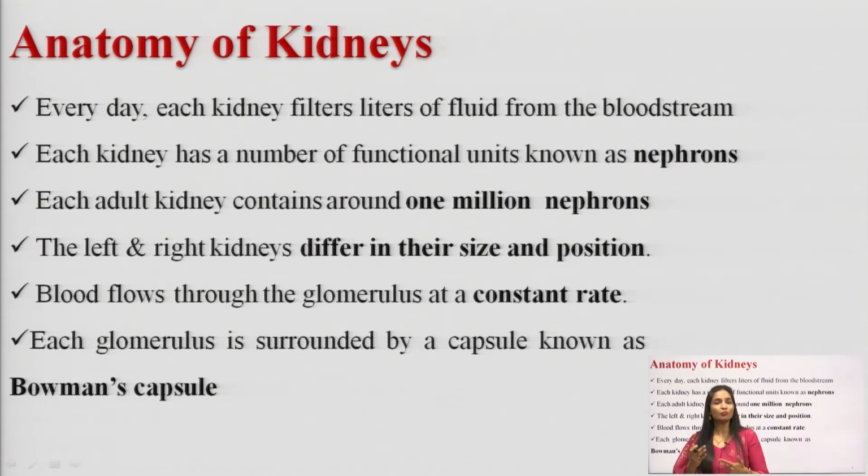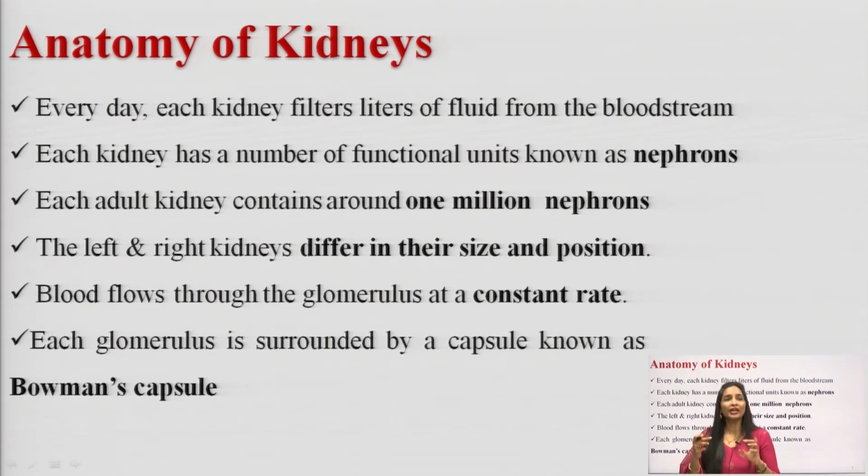So, the glomerulus and Bowman's capsule, which I will discuss in the coming PPTs. Okay, so do not get confused here. I will discuss in a very detailed manner what a glomerulus is and what a Bowman's capsule is. Glomerulus is nothing but a network of capillaries. It is a mesh-like structure, which is surrounded by what you can call a Bowman's capsule.